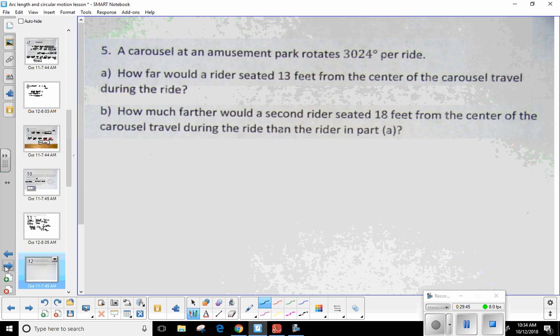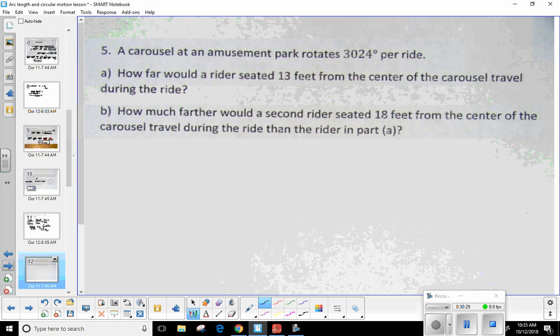Number 5, a carousel at an amusement park rotates 3,024 degrees per ride. So A, how far would a rider seated 13 feet from the center of the carousel travel during the ride? So how is this one suddenly different? Well, it's in degrees, but what kind of problem is this? Is this like the previous one? No, this isn't circular motion. It's not linear or angular velocity. I'm wanting to know the exact distance that this guy's going to travel as he goes around in this circle. So what is that referring to? This is an arc length problem.